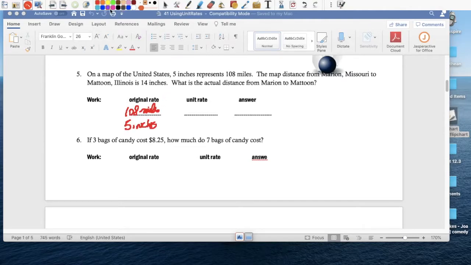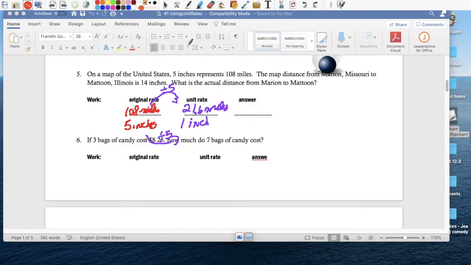So, let's change that to a unit rate. So 1 inch vale cuánto? ¿Cuánto vale 1 inch? Divide by 5. 108 divided by 5 is 21.6 millas. So 21.6 miles. Cada pulgada en el mapa vale 21.6 miles.